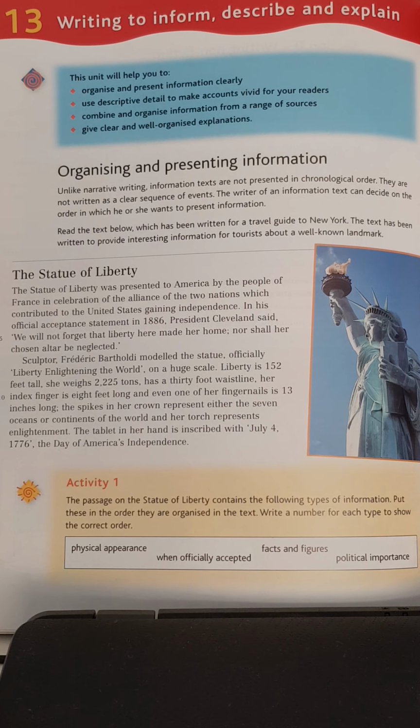So we're going to start off looking at activity 1, which you can see in front of you. As it says, the passage on the Statue of Liberty contains the following types of information. Put these in the order they're organised in the text. Write a number for each type to show the correct order. So that should only take you a couple of minutes. Just reread the information about the Statue of Liberty. So if you just pause this at the moment for a couple of minutes and try and do activity 1, the order that those 4 different things come in that piece of writing.